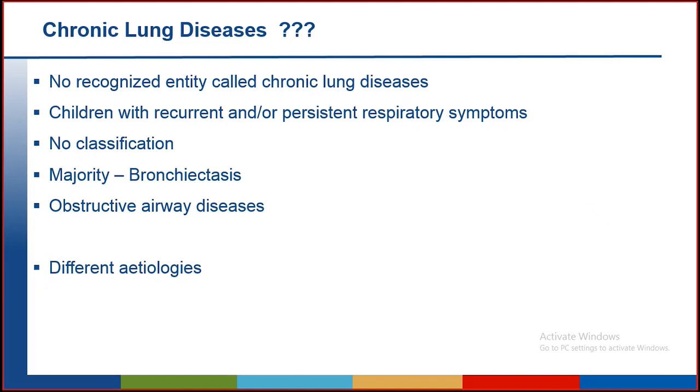Most of these children are having bronchiectasis. Bronchiectasis is one of the main things which give rise to this type of recurrent symptoms. And some may have obstructive airway disease, and those children also finally end up with bronchiectasis. As we go on, I'll discuss this. Another important thing is we have different etiologies.